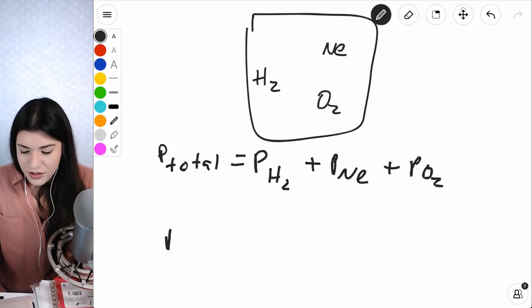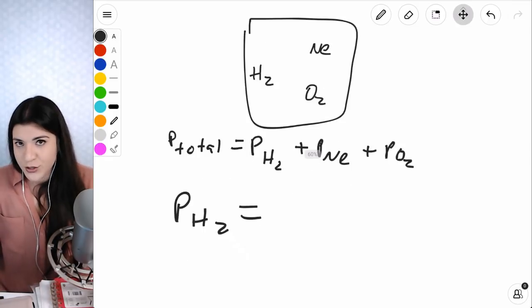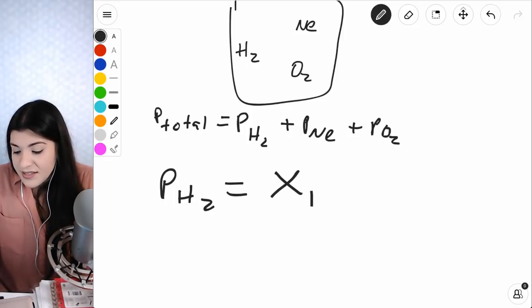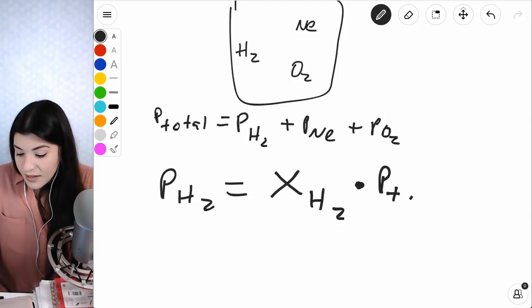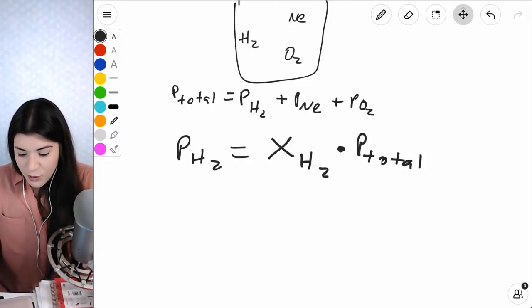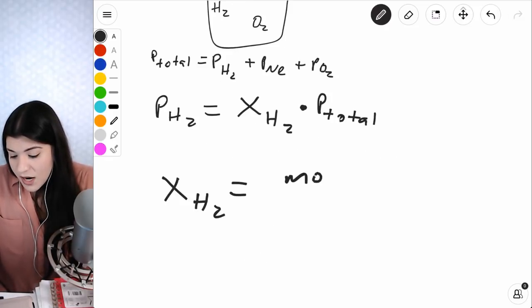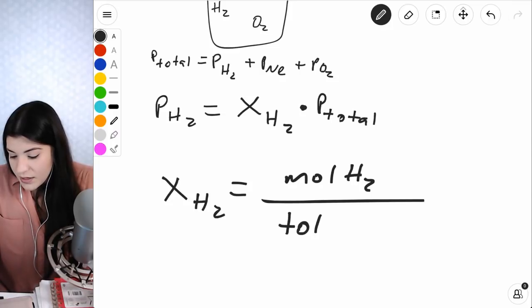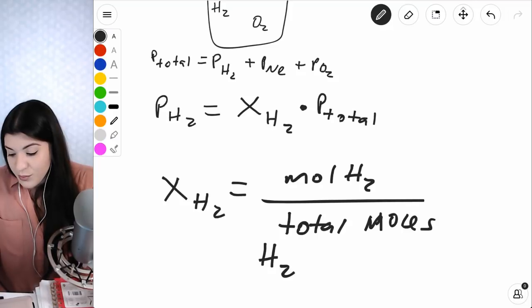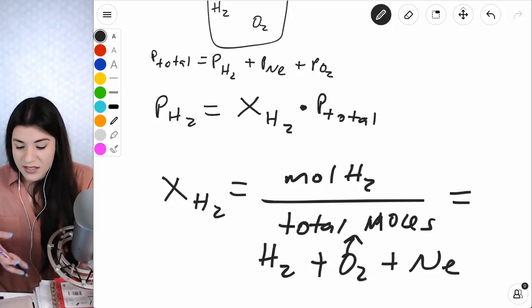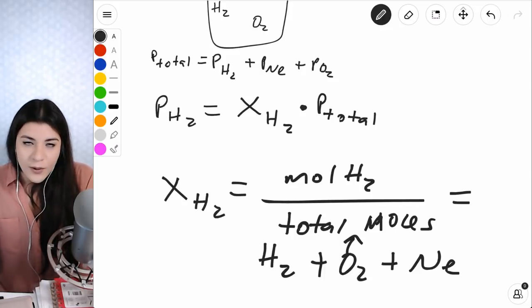Real quick, if you were to try to figure out the partial pressure of a specific gas, it would be your mole fraction times your total pressure. Right now I'm just giving you the formulas and what you would do. A mole fraction is the moles of whatever you're looking for divided by the total moles. So in this case, it would be the moles of H2 plus the moles of O2 plus the moles of neon, and that would be your total moles. And after you find this number, by the way, it is unitless. Mole fractions, moles cancel out, so it's unitless.